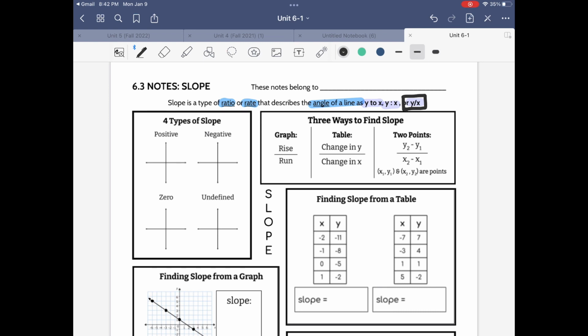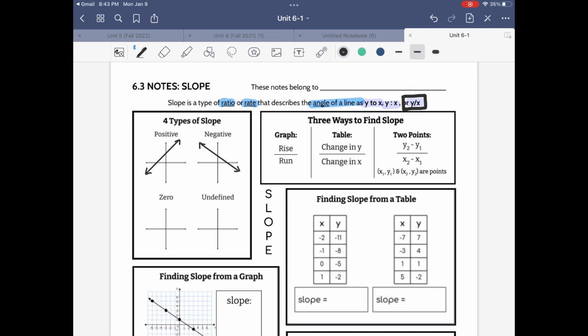Now, there are four types of slope, or four angles for slope. The first one we call positive, and we are always going to be reading this from left to right. So, notice how this line goes up from the left to the right, whereas a negative line will go down from the left to the right, like so. And I'm drawing arrows on the ends because lines go on forever.